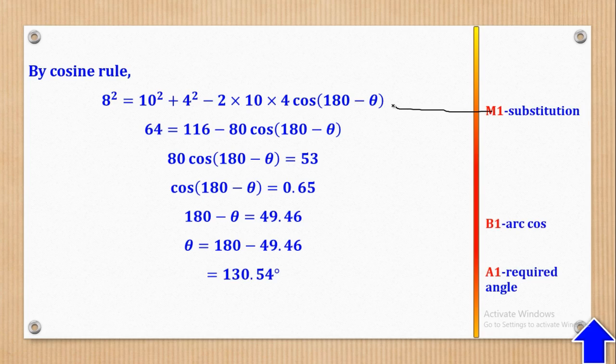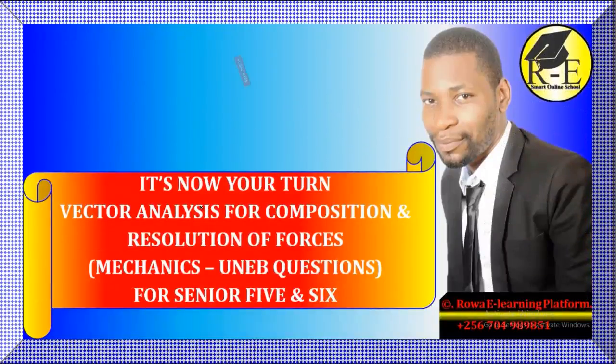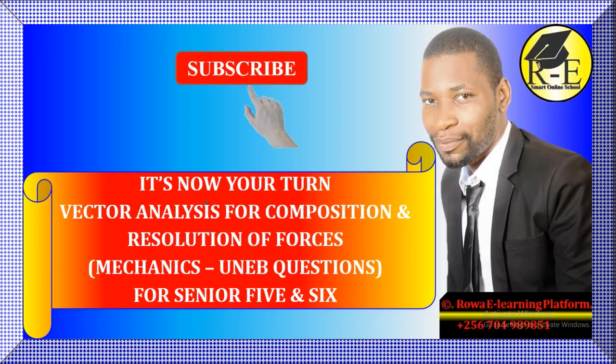So M1 is for substitution in cosine rule, B1 is for you to get the inverse cos, and A1 is for you to get the required angle. So basically that's what they wanted. And that brings us to the end of this lesson. So what I'm going to do, I'm going to leave you a set of questions on vector analysis for composition and resolution of forces.